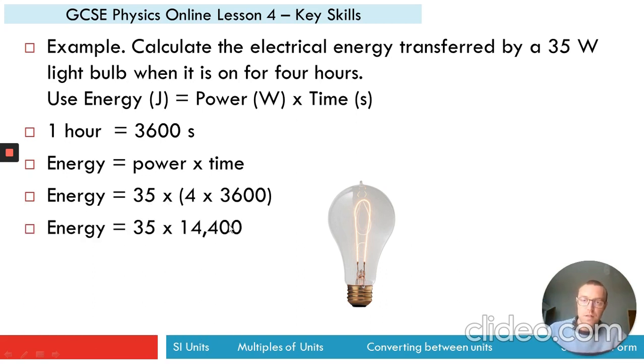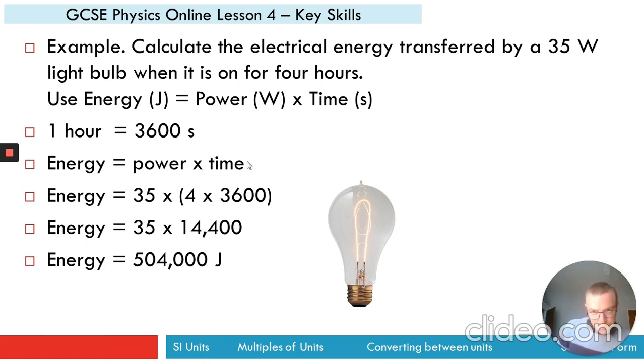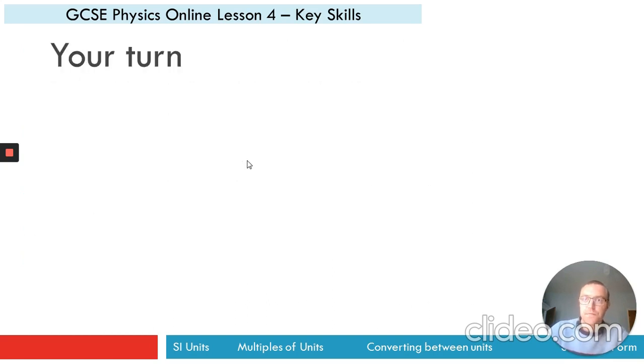Energy is 35 times 4 times 3,600. Which we can calculate out. It's going to be 35 times 14,400. Type it into your calculator, and you'll get the energy, quite a lot of joules, 504,000 joules. Okay.